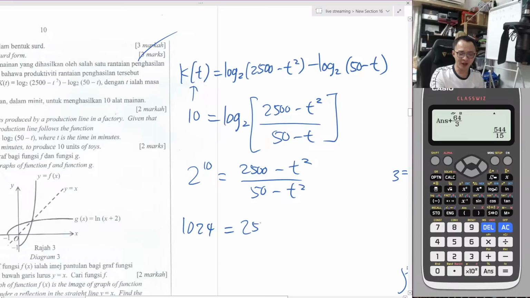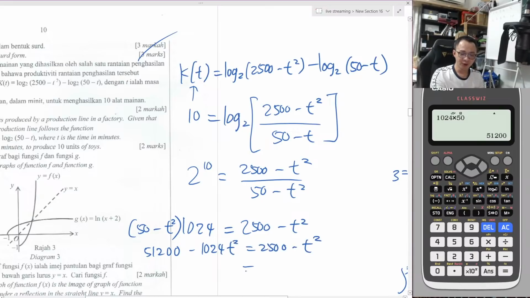So this one is 2500 minus t squared. I need to multiply by 50 minus t. 1024 times 50, we have 51200 minus 1024t equals this thing. So you just move around. This one should be 1025 t squared minus 2500. This is 48700.